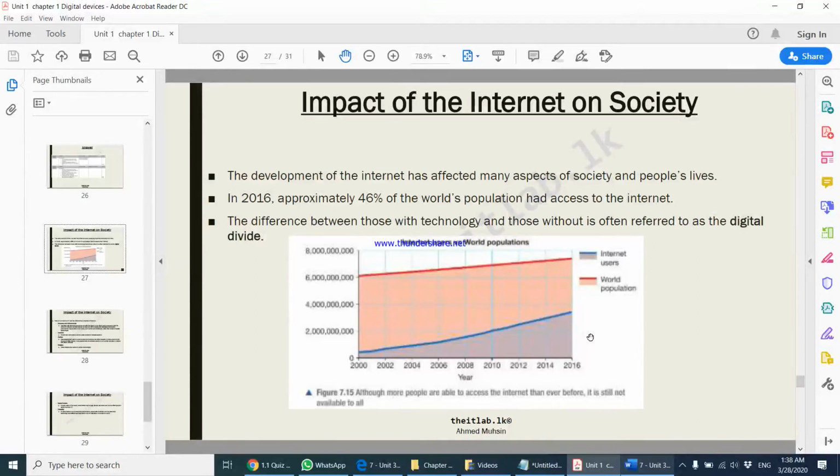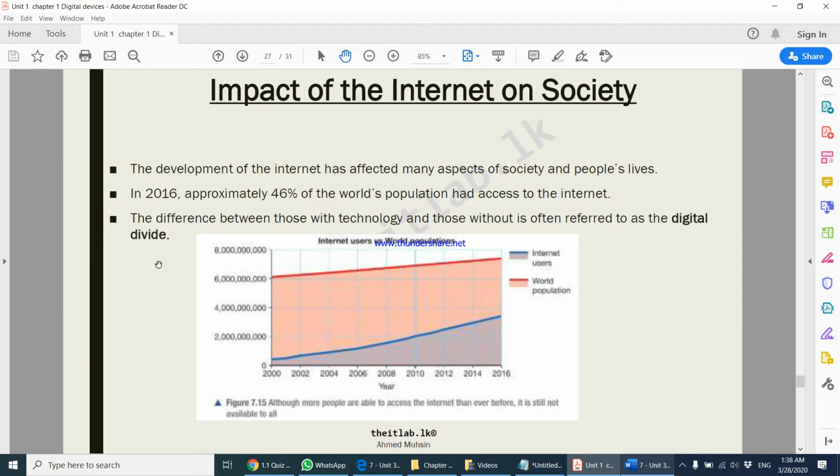Okay, so moving on to part 5 of chapter number 7, we come on to what we call impact of the internet on society. Okay, so how has society been affected by the internet? Okay, so it says the development of the internet has affected many aspects of society and people's lives. In 2016, approximately 46% of the world's population had access to the internet.